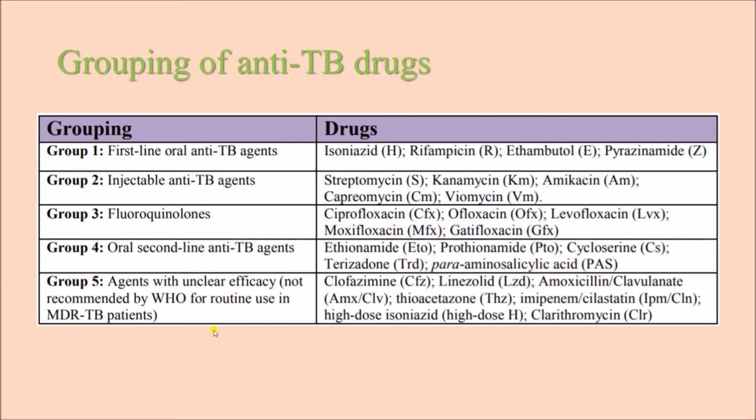And group 5 are the agents with unclear efficacy. So not recommended by WHO for routine use in MDR-TB patients. So we can have clofazimine, linezolid, amoxicillin clavulanate, thiacetazone, imipenem cilastatin, high dose isoniazid, clarithromycin, etc. So these are not very commonly used as treatment of drug resistant tuberculosis unless it is absolutely needed.